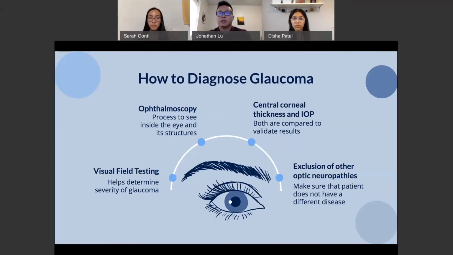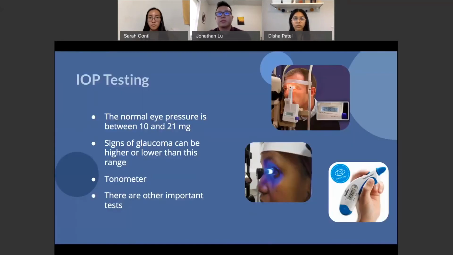This reading can be determined through a variety of different machines. However, they're not always accurate, which is why it's compared to central corneal thickness to ensure quality measurements. Throughout this process, doctors are looking to see if the pressure is higher than normal. Generally, glaucoma patients have higher readings than normal. Normal eye pressure readings are between 10 and 21 milligrams. However, it's important to consider that the IOP of patients are unique to them. Some patients may naturally have higher or lower eye pressures.